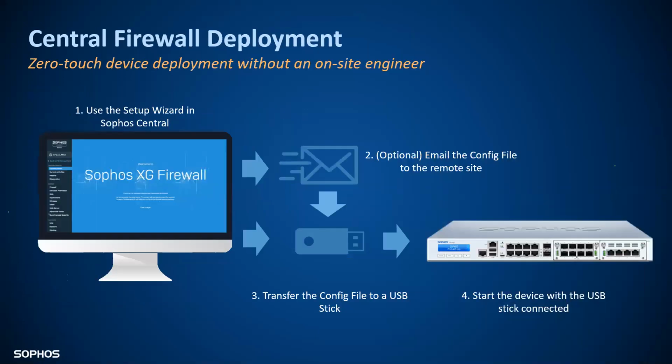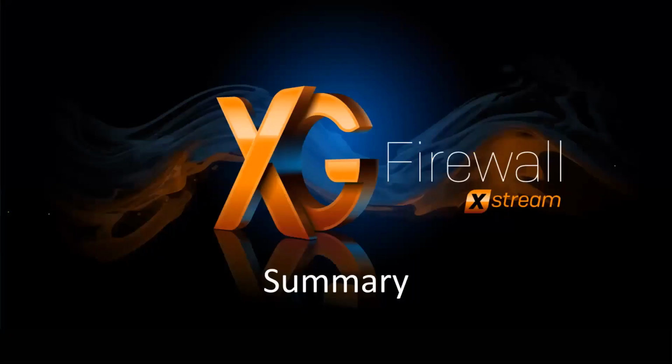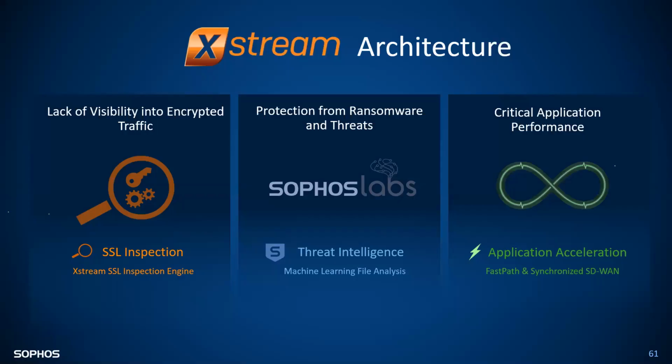This is another thing that I need to say, called zero-day touch deployment. Very soon, in Sophos XG firewall in Central, you can actually create a wizard and create a configuration file for your branch office firewall. So you run the wizard in Sophos Central, create the configuration file to a USB stick, then start the device with the USB stick connected, and that particular firewall is up and running with the configuration. So that is it from my side. This is all the summary that I went through.